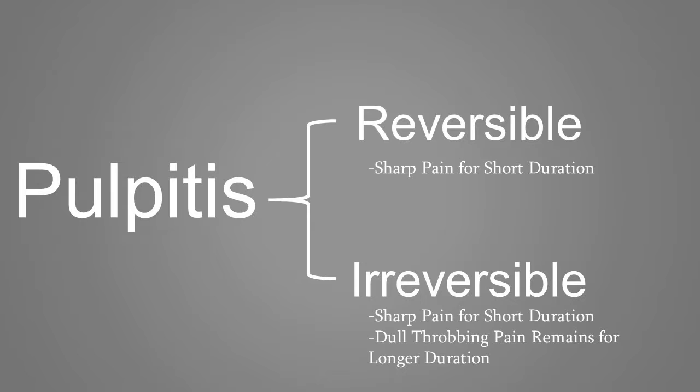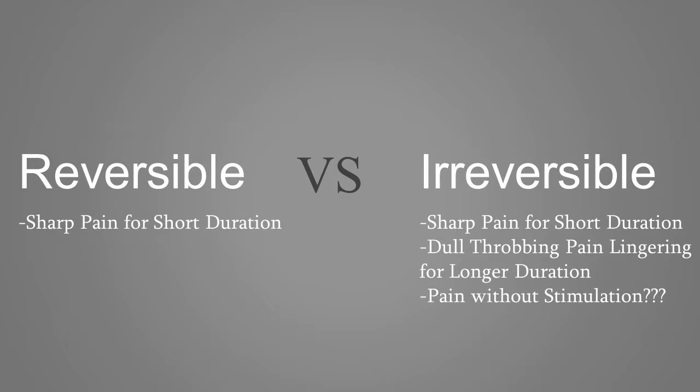There may also be pain when the patient lies down or bends over, and this is from change in the intrapulpal pressure acting as a stimulus within the pulp, and this is usually only associated with irreversible pulpitis. So the main difference between reversible and irreversible pulpitis is that reversible pulpitis is a short duration, sharp pain, while irreversible pulpitis also has that initial sharp pain, but tends to have a longer lasting, throbbing, dull pain as well.